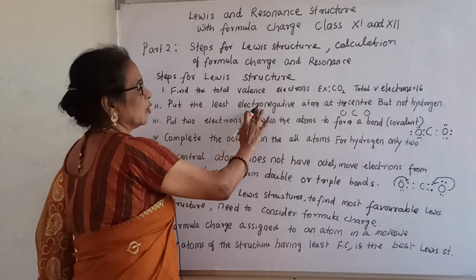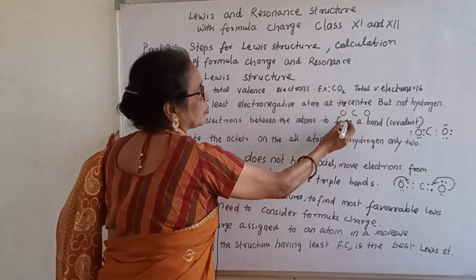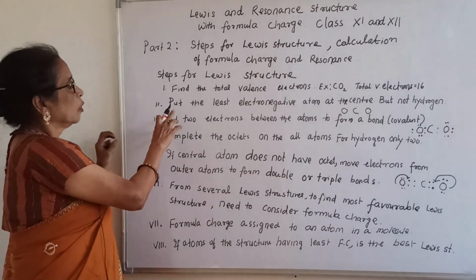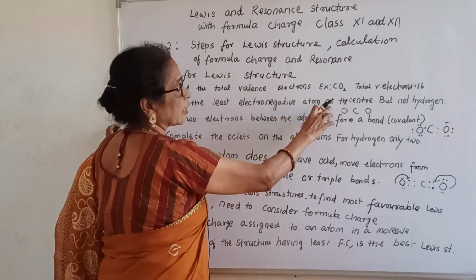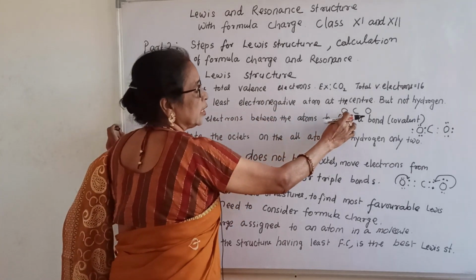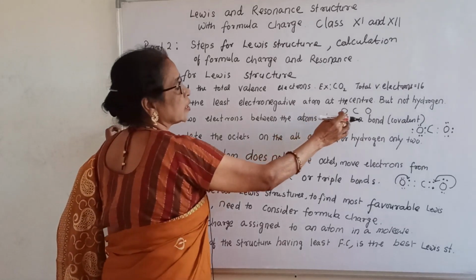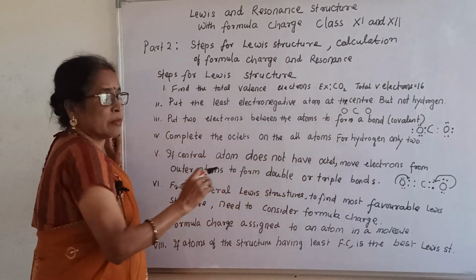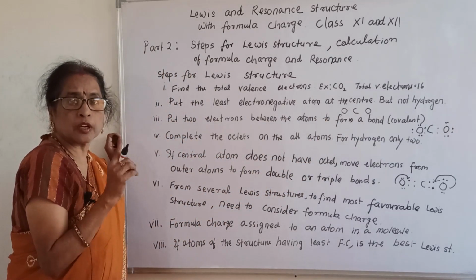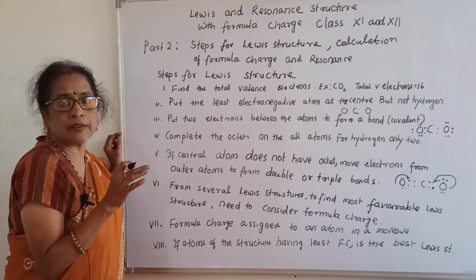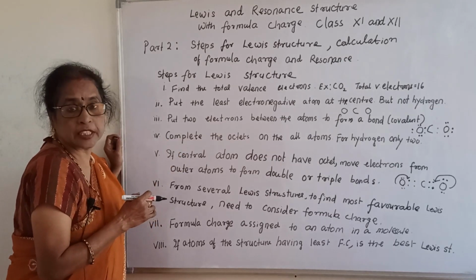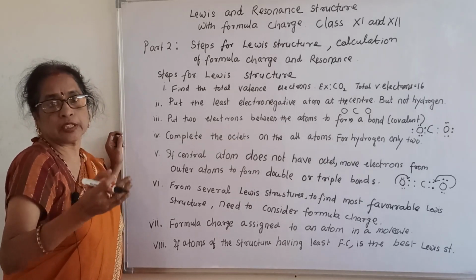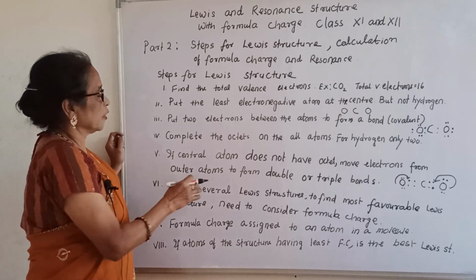Put the least electronegative atom at the center. Carbon is the least electronegative compared to oxygen, so carbon in the middle, oxygen on both sides. But not hydrogen. If your molecule contains hydrogen, hydrogen is never regarded as the least electronegative element at the center. Hydrogen is always present on the outer side, not at the center.